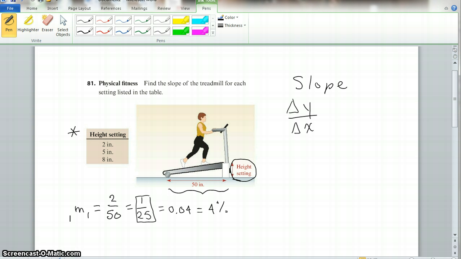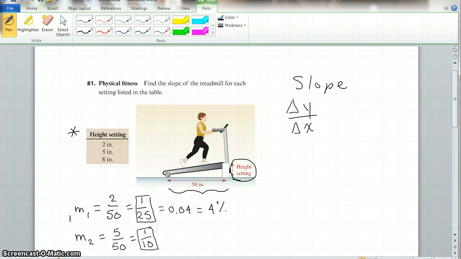Alright, let's try that second slope. Let's do m sub 2. The different height setting, a little higher this time. The difference in the vertical direction, 5 inches, over that same change in the horizontal direction, 50. If we reduce that down, that's 1/10.